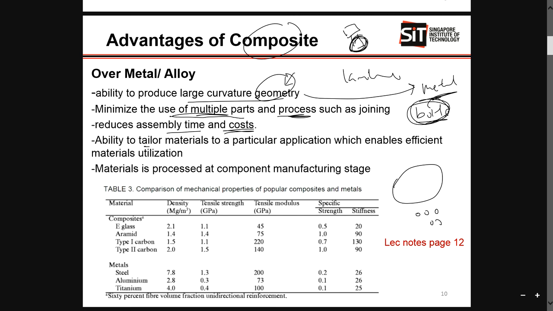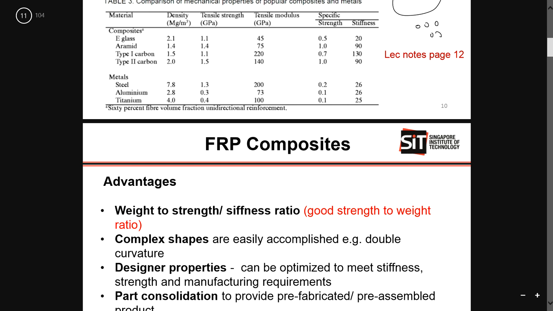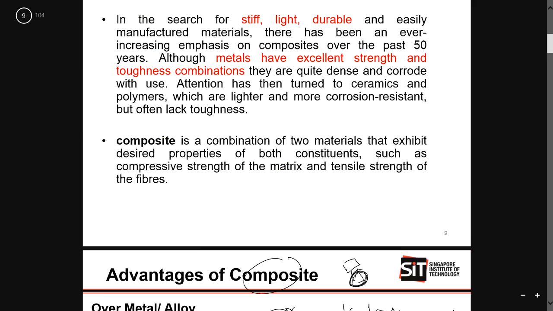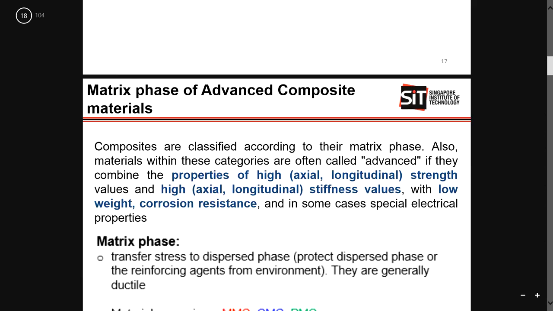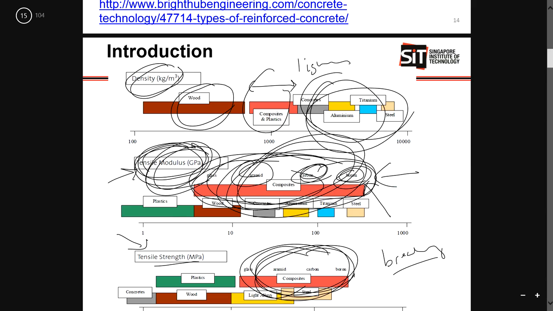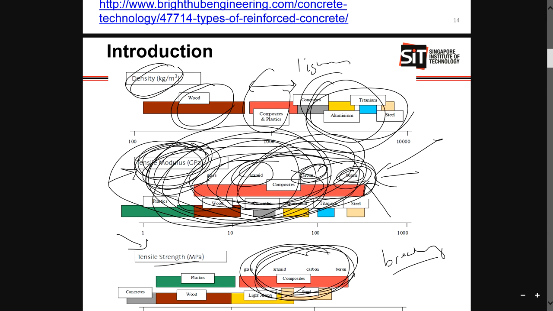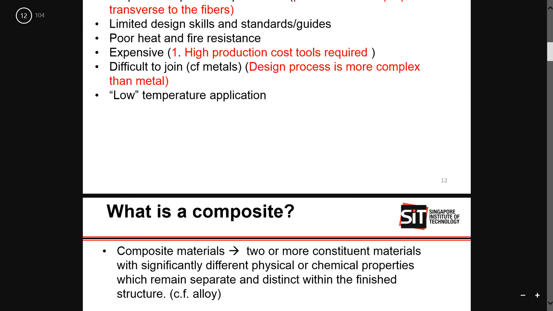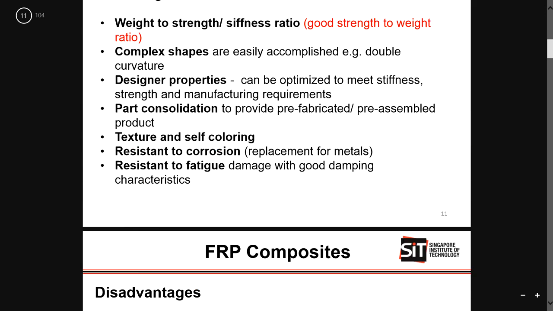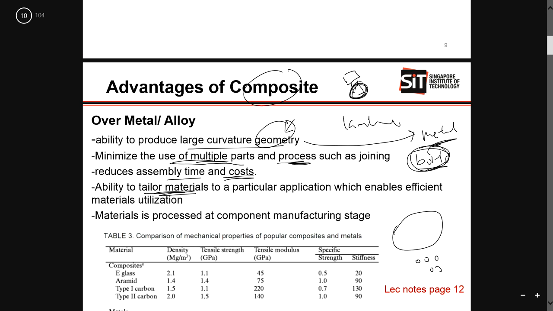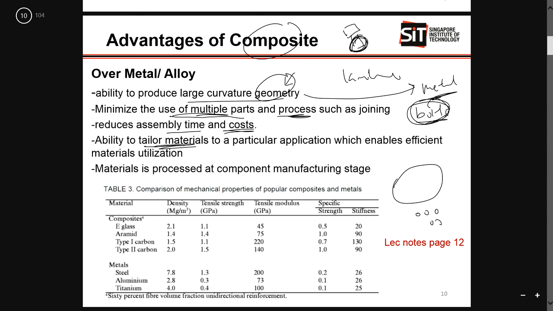And you can also tailor your materials. As I said earlier in the other slides, we talk about this one, that we can mix our own materials for our own purposes. So you can design based on the particular strength that you want, and you wouldn't waste any material. So it enables efficient materials utilization.